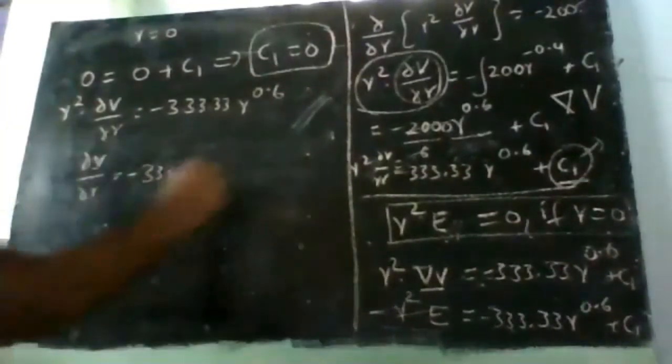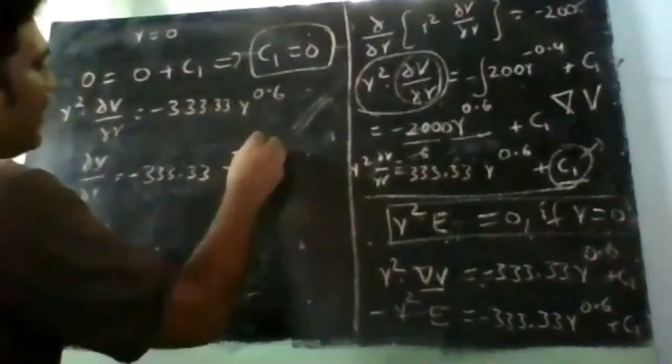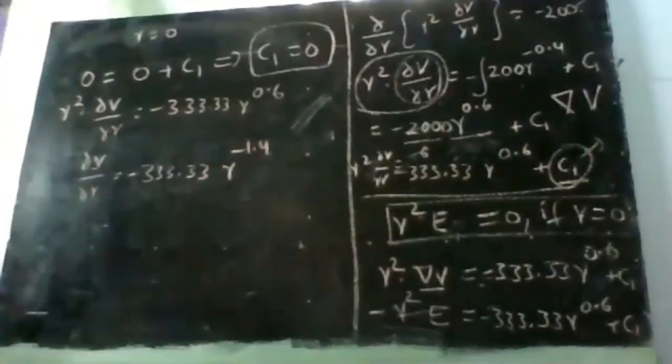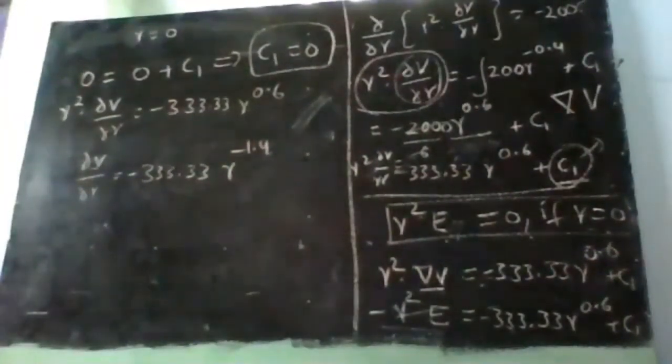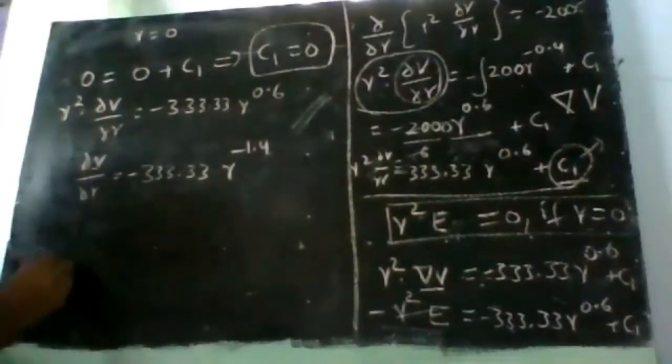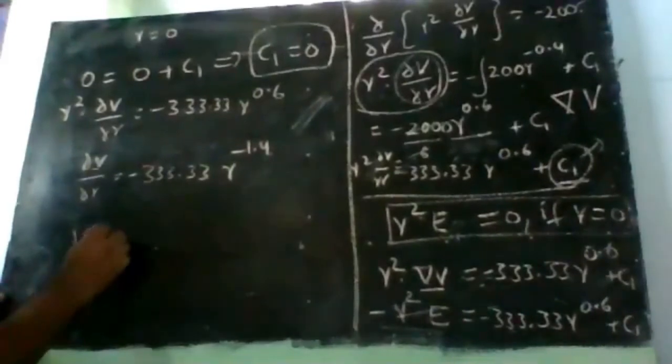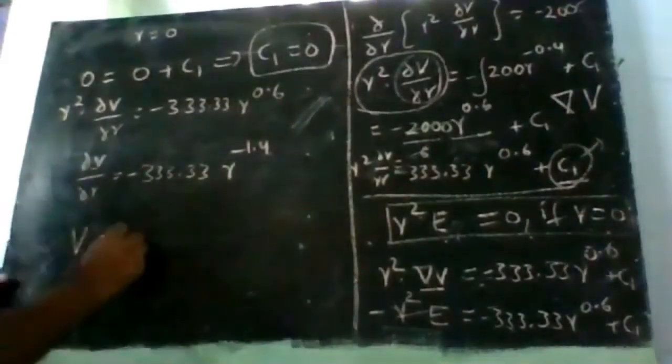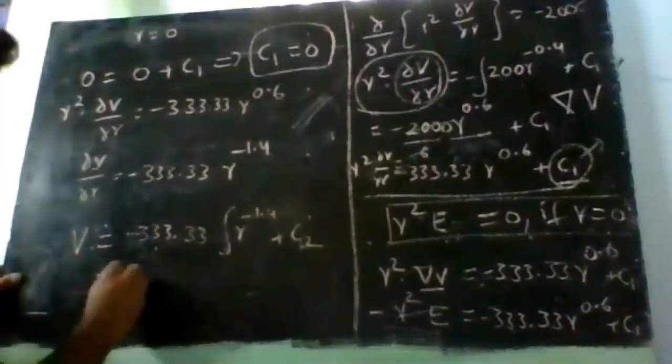So what is that value? R power minus 1.4, correct? Now integrating this again with respect to R, what I get is V. V is equal to minus 333.33 into the integral of R power minus 1.4 plus C2. The second constant, I am assuming it as C2.